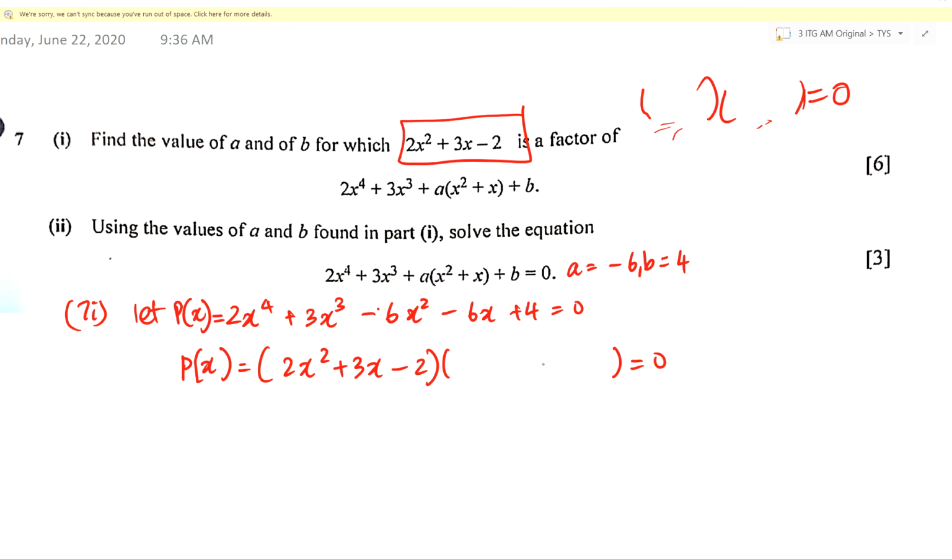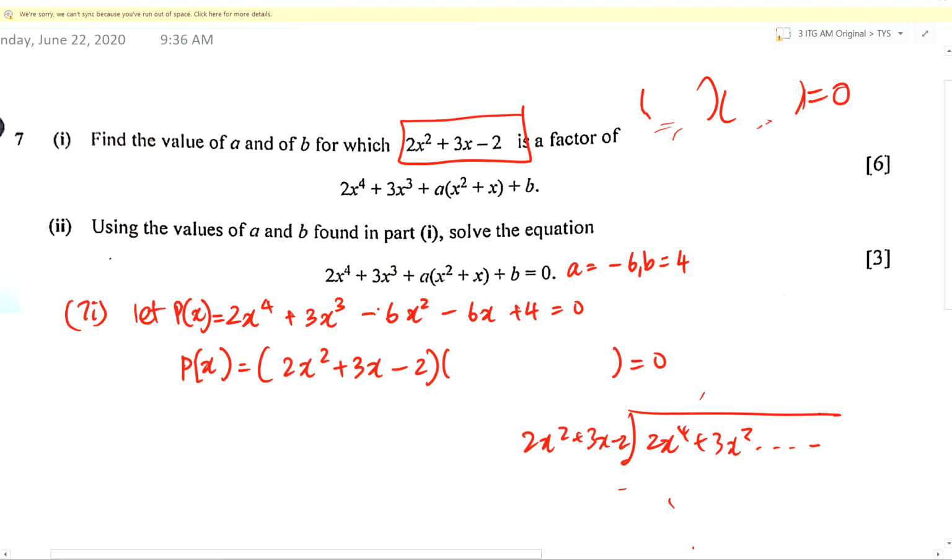Now, how do we find out this quadratic expression? You can either do your long division. We divide our 2x to the power 4 plus 3x cubed by 2x squared plus 3x minus 2. Tiring, but it gets the job done. Or we can do comparison.